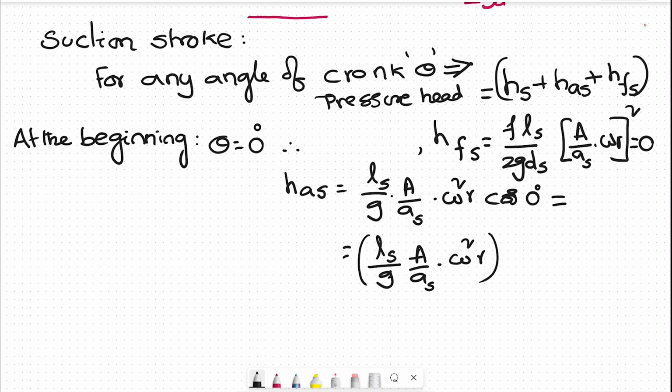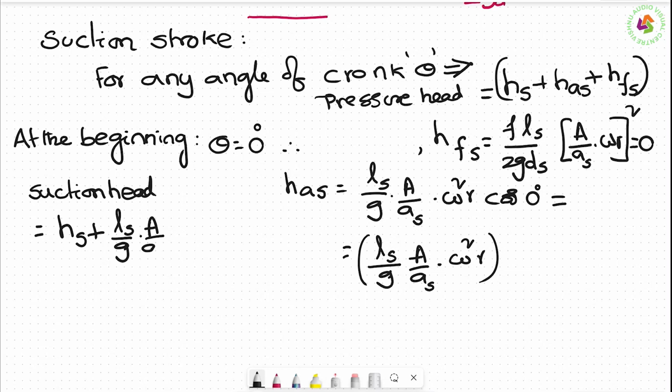So the final conclusion is the suction head is equal to HS plus LS by G, A by AS, omega square R plus 0. So this is the total suction head.